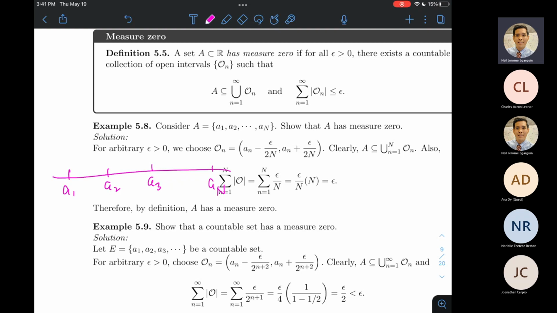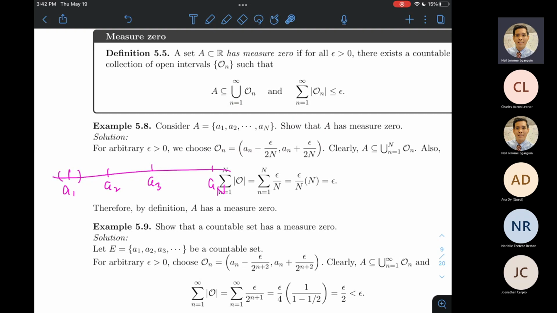So sabi rito sa example, kapag binigyan ako ng budget na epsilon, kaya ko mag-consider ng pang-cover dito sa A1 to AN, pipiliin ko lang itong interval A sub n minus epsilon over 2n hanggang kay A sub n plus epsilon over 2n. Clearly, bawat isang A sub n ay nandito sa O sub n. Tapos, gaano ba kahaba bawat isang O sub n? Bawat isang O sub n, ang haba niya lang ay epsilon over capital N. And there will be capital N of them. So the total lengths nung gagamitin kong pang-cover dito sa finite set na to ay equal kay epsilon. So that means this finite set has measure zero. In fact, any finite set has measure zero.